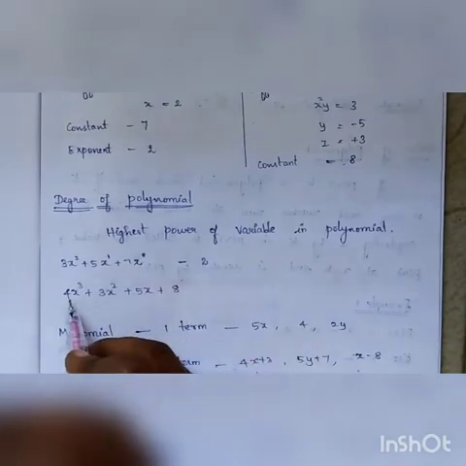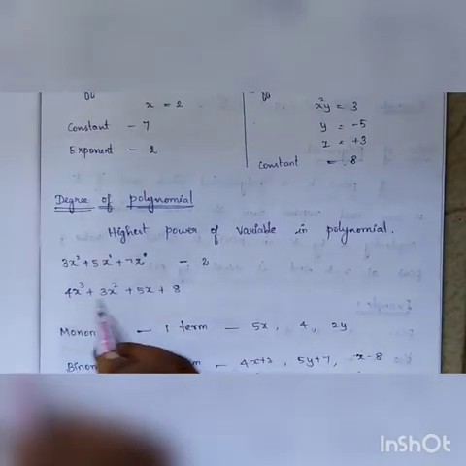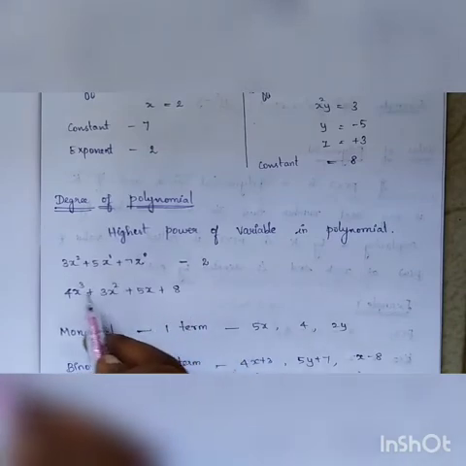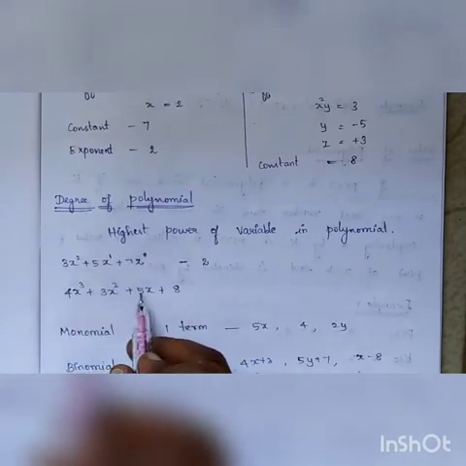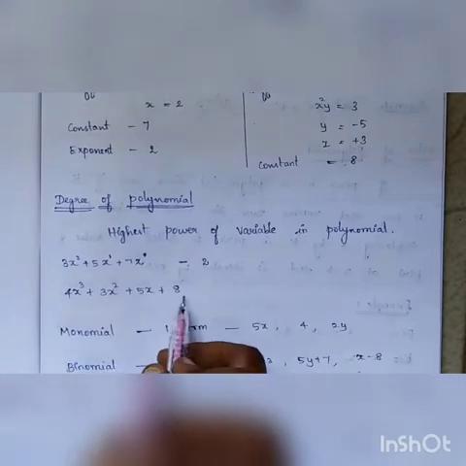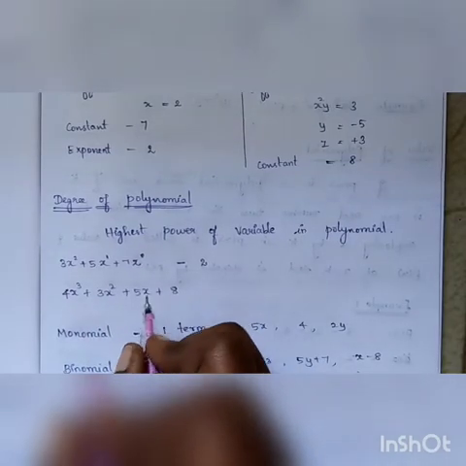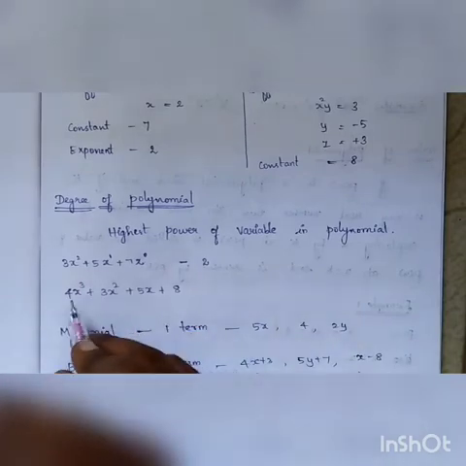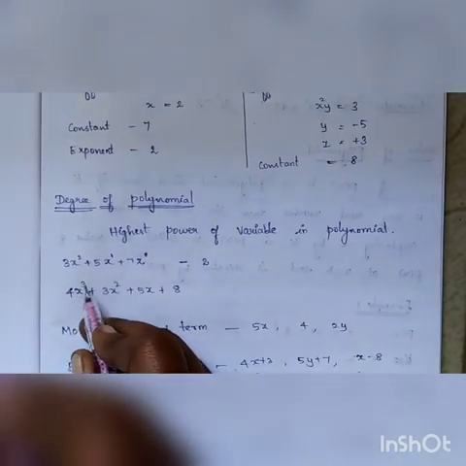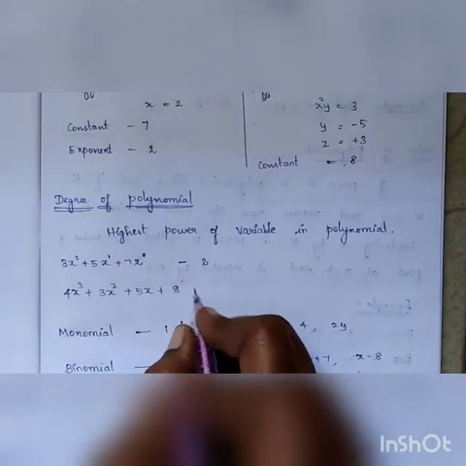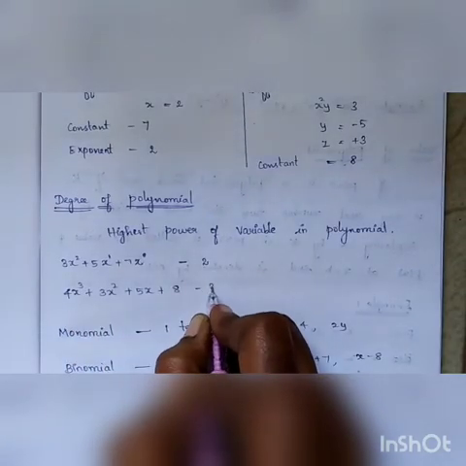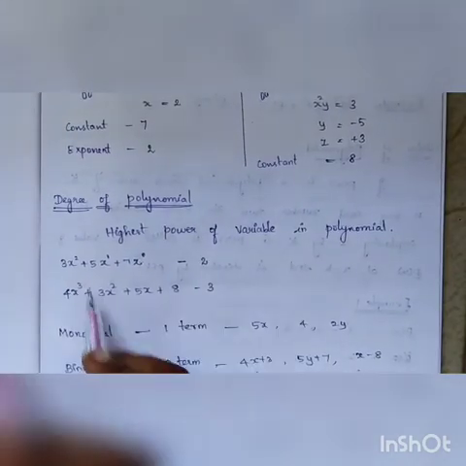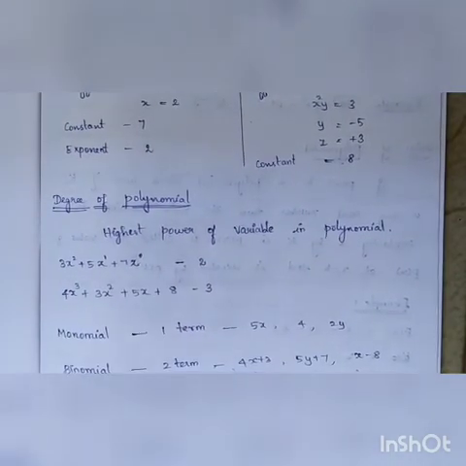Now similarly in this we have to check which is having the highest power. Variable we have to see. We should not see the numbers here, 4, 3, 5, 8. That number we should not see. We have to see only the variable. In that variable, whichever has the highest power, that we have to write, that is the degree, that is 3 here. So this is of third order degree here, this is of second order degree here.